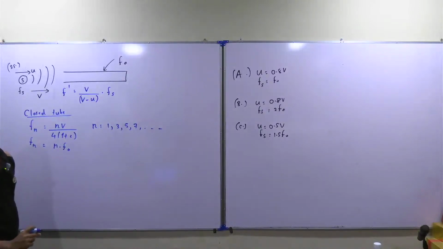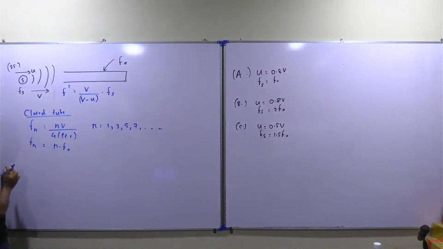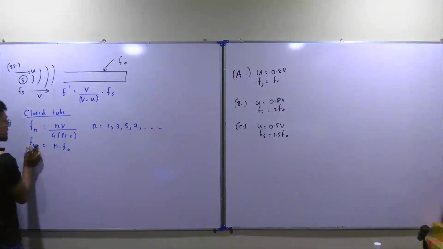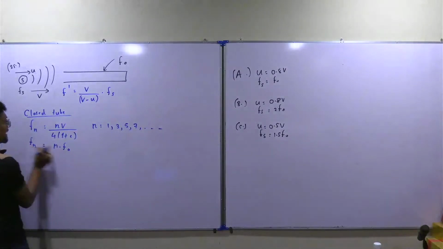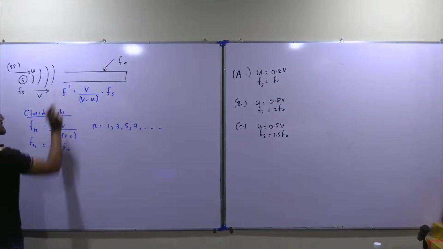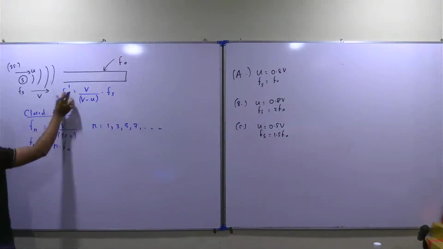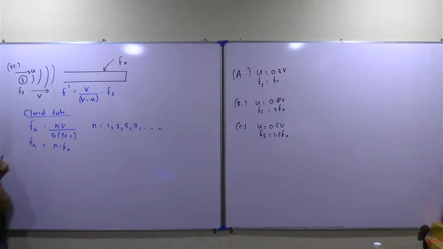Now, this is the frequency of the nth harmonic, n f naught. And this F dash is the apparent frequency, right? Now the tube will resonate when this F dash is equal to this Fn, right?